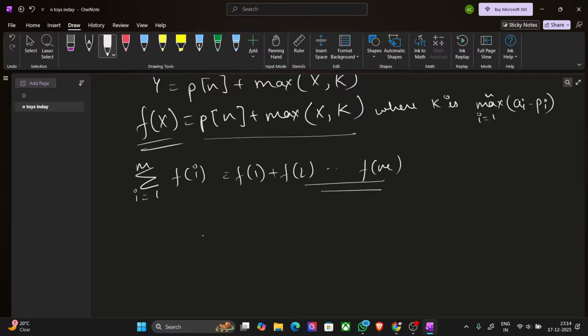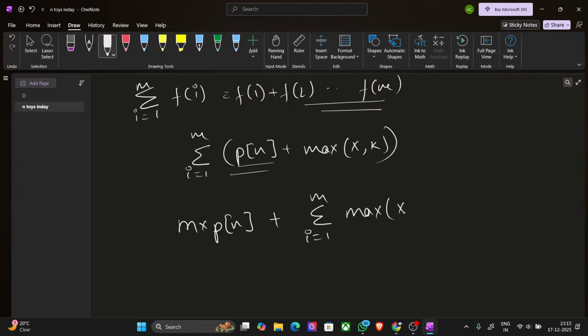Let's put this formula in the summation. Summation i equal to 1 to m of pn plus max of x comma k. Now this pn is a constant term, right? The sum of the whole array b, which is pn, so it's a constant value I can take out from the summation as m cross pn plus summation of i equal to 1 to m of max of x comma k, right? This is my answer, right? Right here.